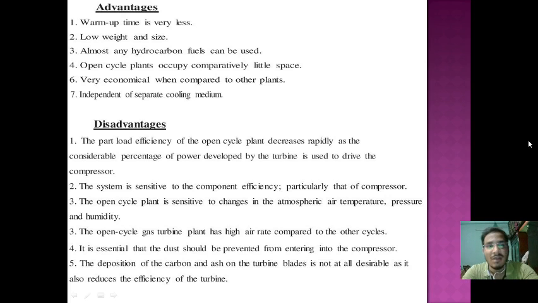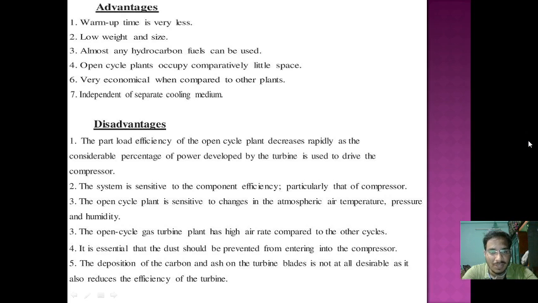Advantage: warm up time is very less, meaning heat energy is produced quickly from the air fuel mixture, so the warm up time is very less. Low weight and size. Almost any hydrocarbon fuel can be used. Here, hydrocarbon fuel can be used.